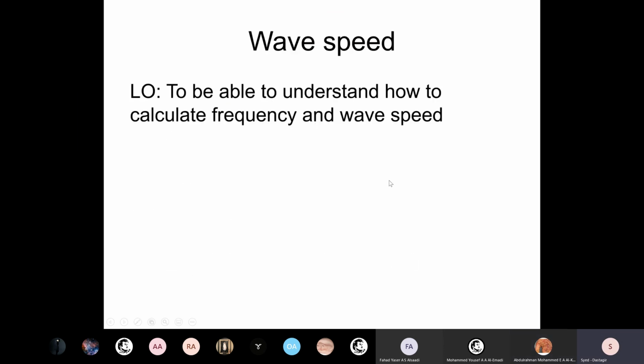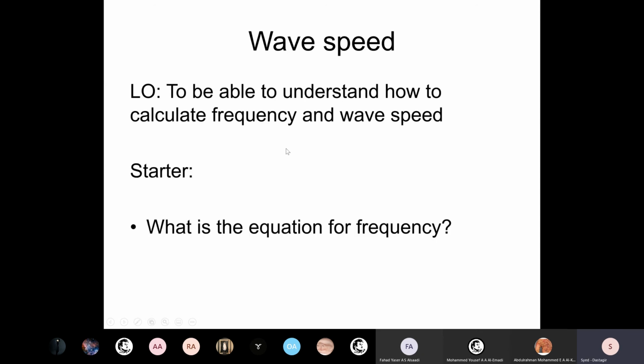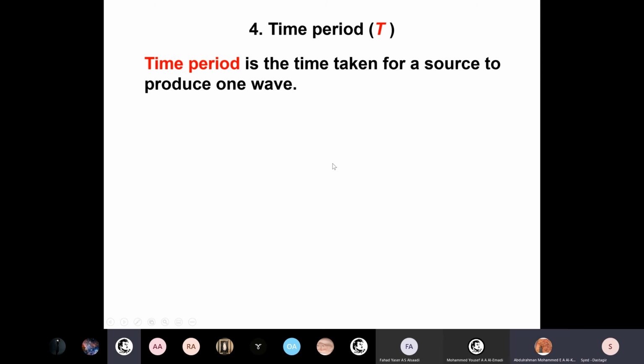Okay, so wave speed. We need to understand how to calculate frequency and wave speed. So what's the equation for frequency? Does anyone know? No? Okay. So if you have a look here, time period. What's the time period? Time period is the time taken for a source to produce one wave. So the time period for one wave.